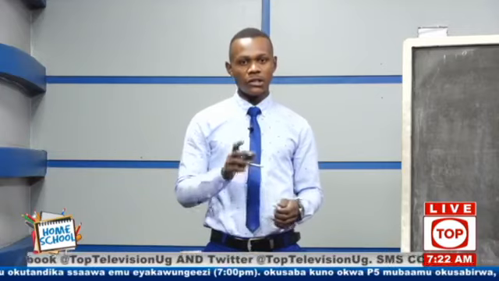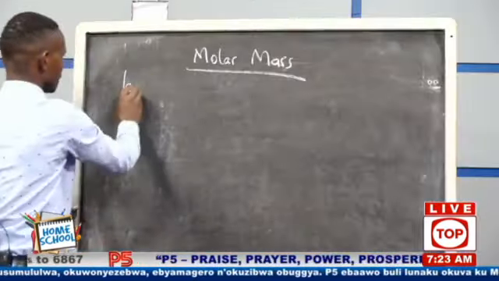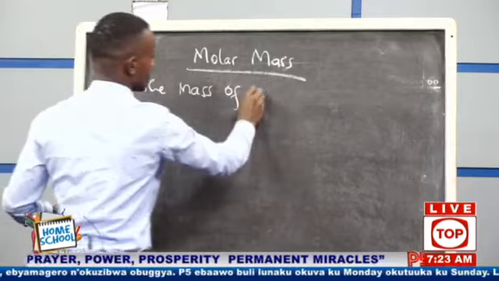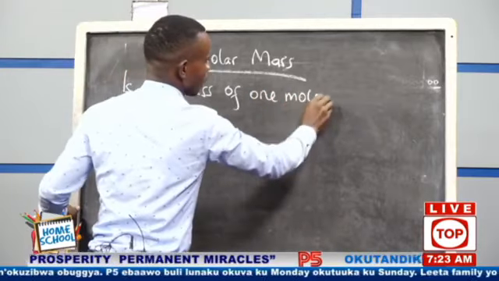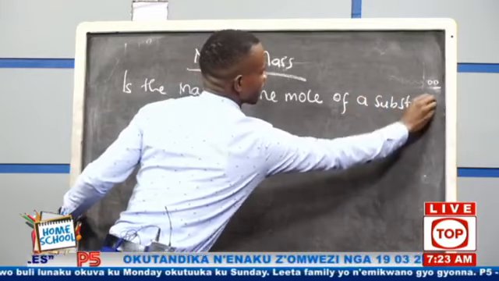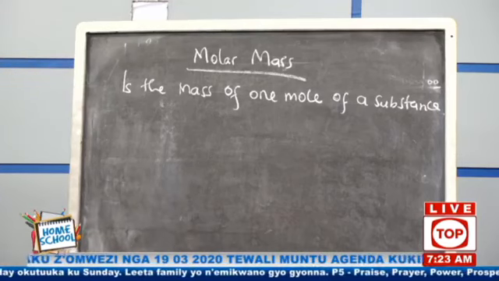So if we are looking at grams, now we want to go on and see how we can determine the molar mass. But before we determine that, what is molar mass itself? Molar mass is the mass of 1 mole of a substance.